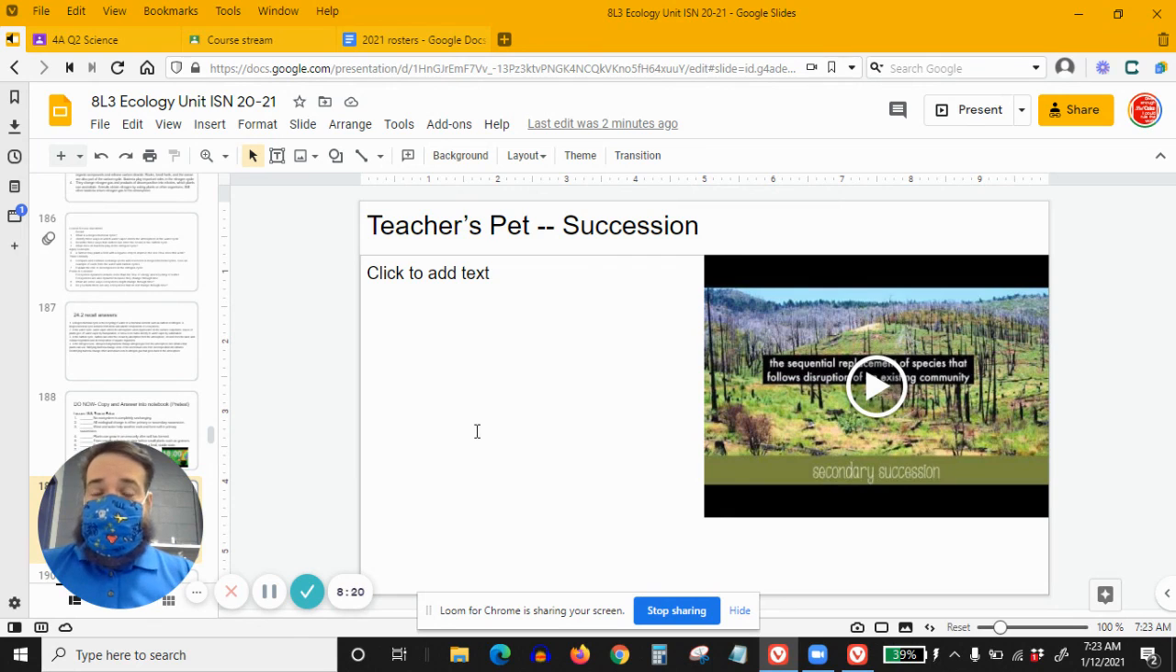Anyway, so that's the nitrogen cycle. We'll talk more about them, but that's what it is.